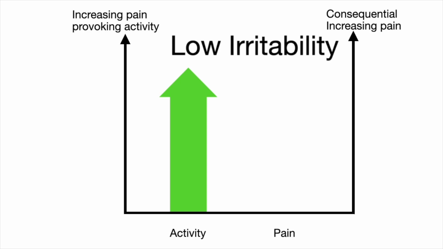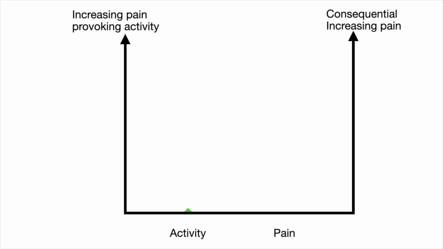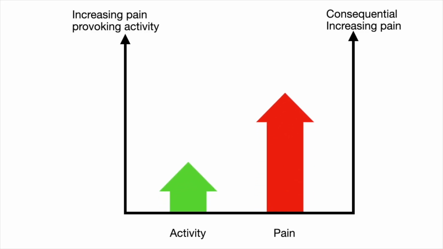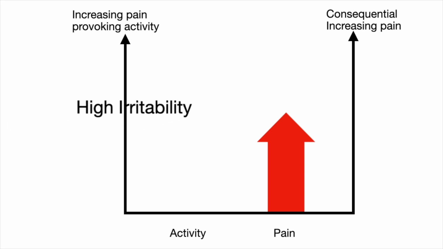Of course, at the other end of the spectrum, we could have a situation whereby a relatively small amount of aggravating activity produces a large surge in pain. And even when the activity is stopped, the pain persists and slowly abates. This situation is known as high irritability.